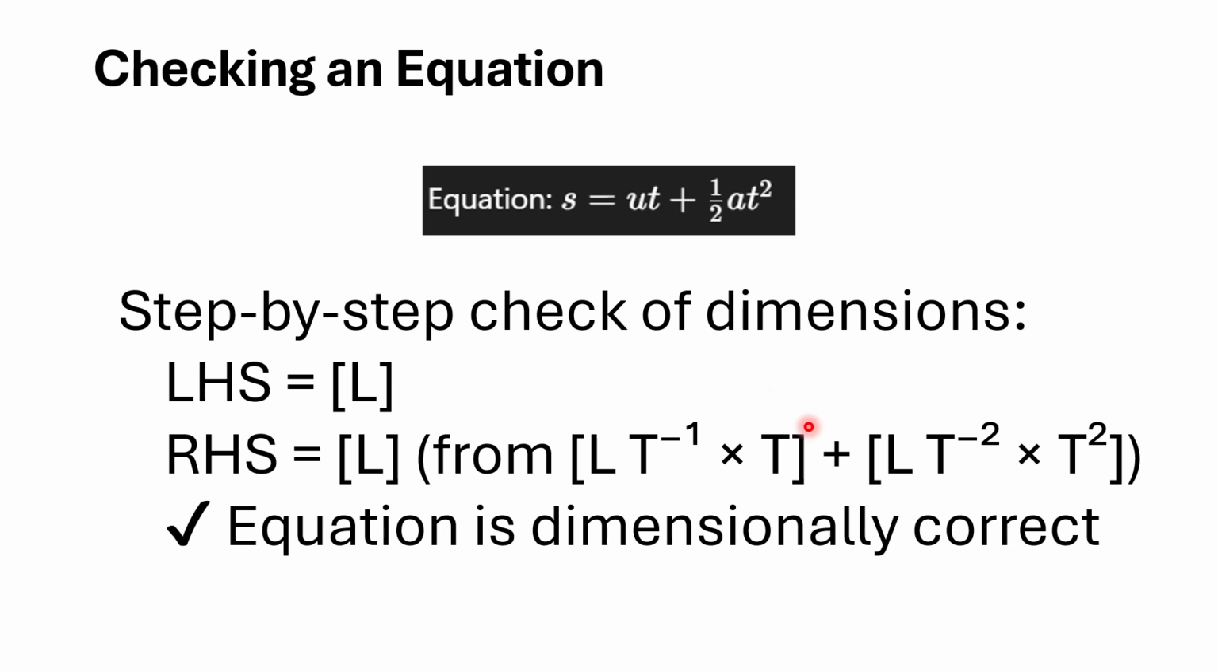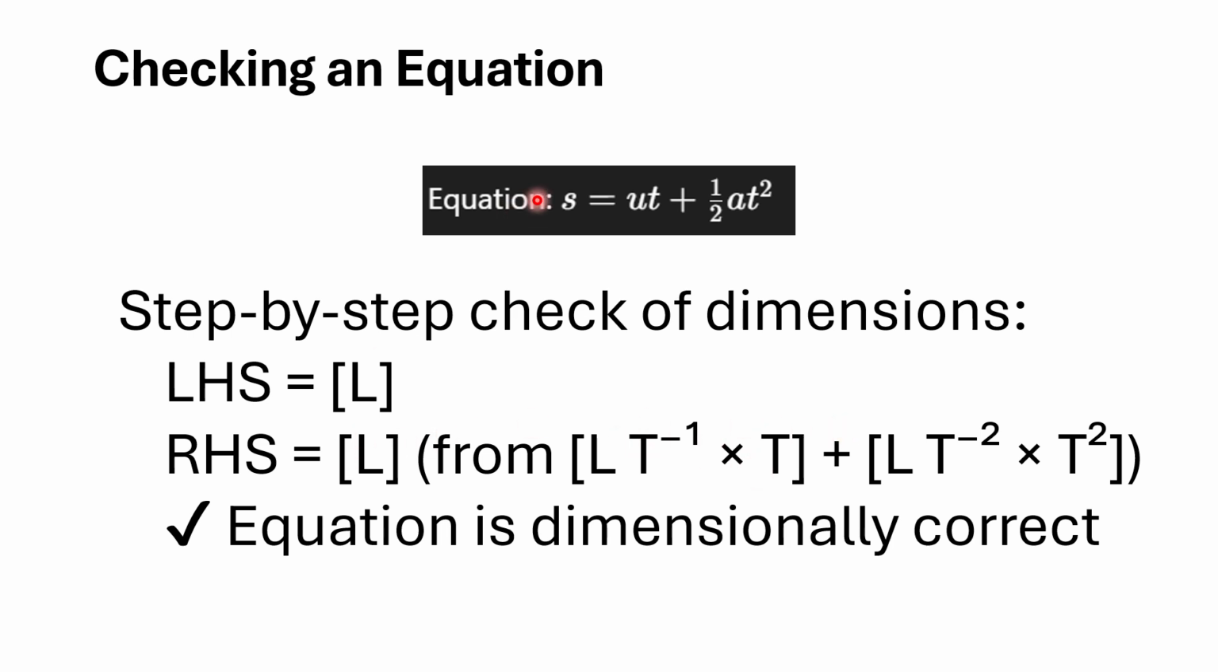T inverse, only t, base same. Now add up their powers, it will become 0, and that power 0 will give us 1. Look at this one as well. Minus 2 plus 2 gives us 0 in the power, and that power 0 will give us 1. 1 multiplied by L plus 1 multiplied by L means 2L. The 2 will be left off, and we will be left with only the L.